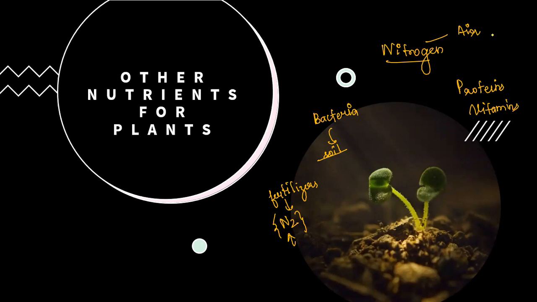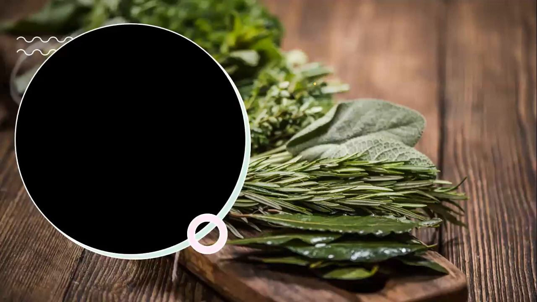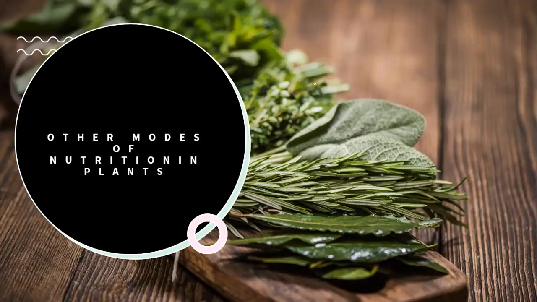So we have talked about the autotrophic mode of nutrition. But there are also some plants which do not have chlorophyll and they cannot synthesize their own food. Now the question arises, how are they going to survive? They depend on the food that is produced by other plants.